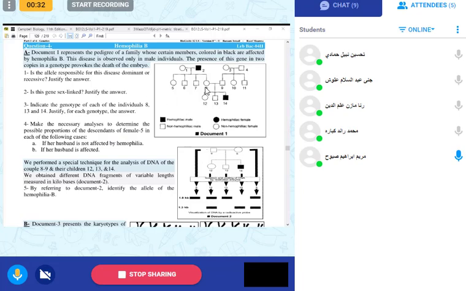So Maryam, what will be the genotype of the mother 8? She says XNXH, where we give N for the normal allele in capital and H for the small. Very good, XN XH, because she is normal, right? But she has an affected boy 14. Will a boy usually take X from his mother? Yes. So she should be carrying the affected allele. Concerning 13, what do you say about 13?